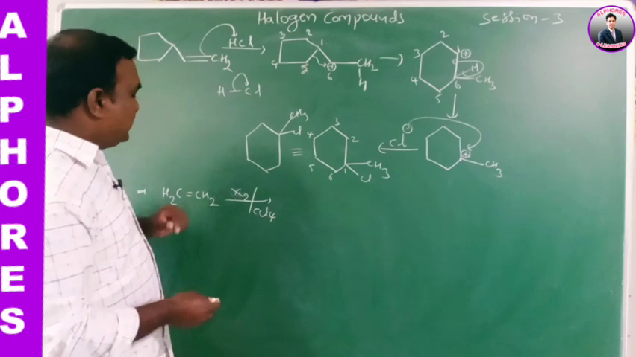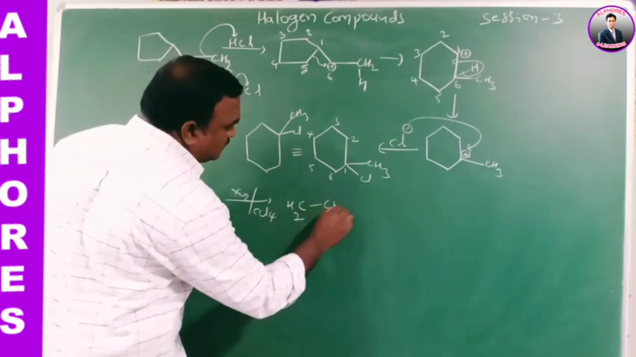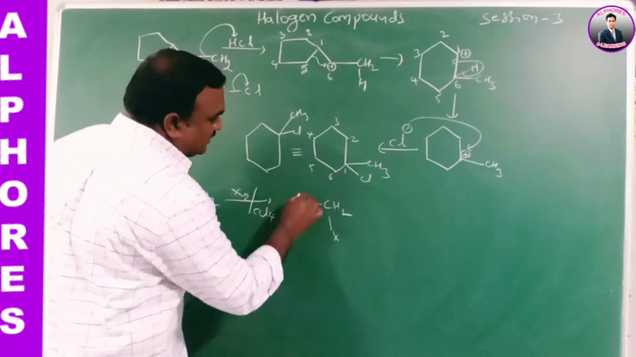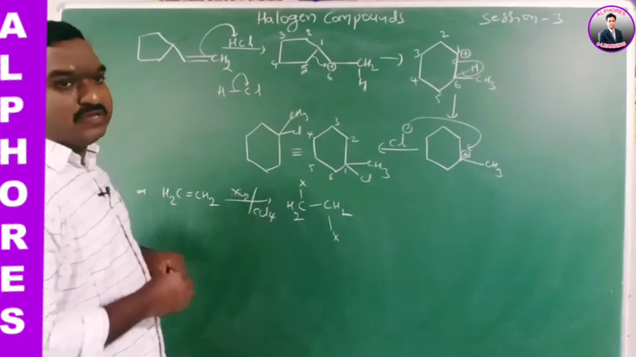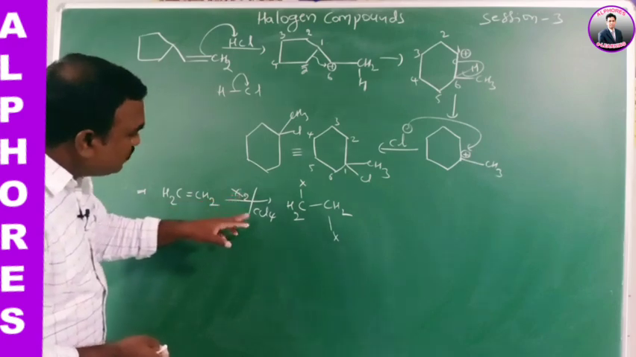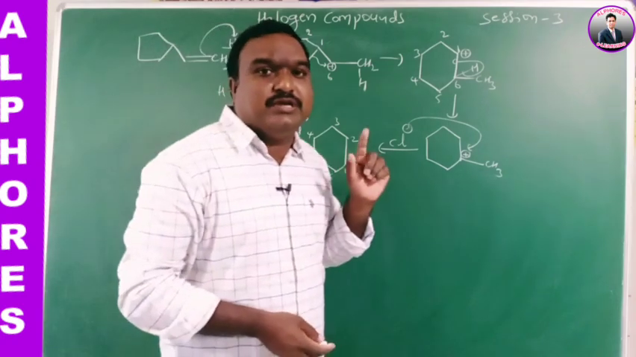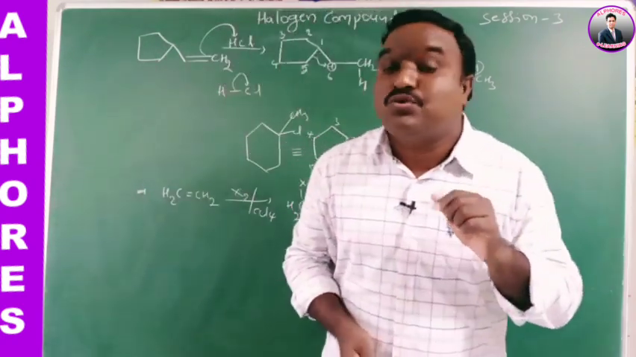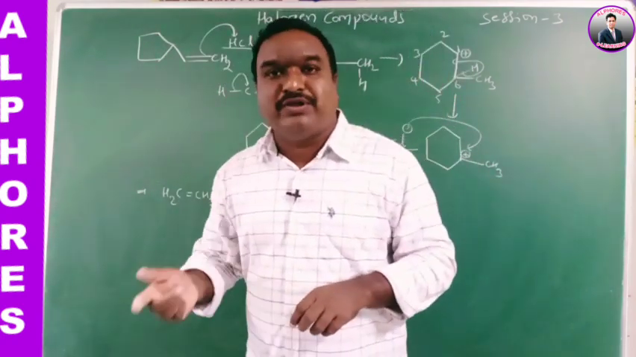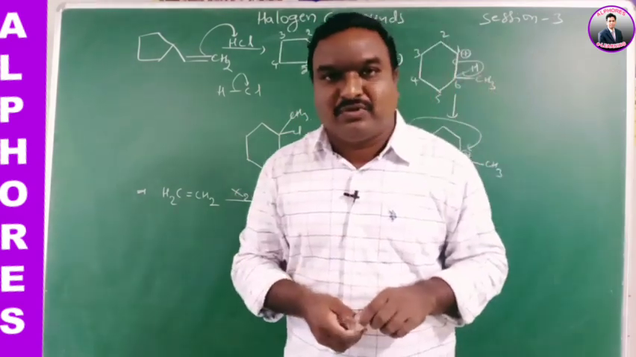So here X is given. Here CH2, again CH2. Here X, again X. Here also same thing. In between the two X, one sigma bond is there. That sigma bond undergoes heterolytic cleavage but not homolytic cleavage. First step is electrophilic addition step.